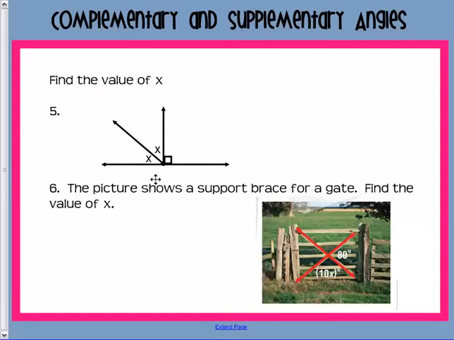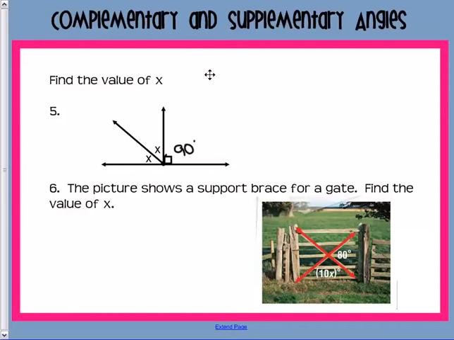Find the value of x here, and the picture shows a support brace for a gate. Find the value of x. Okay, so what we see here is a supplementary line. This is a 90-degree angle, and these are both x's. So what do we know about these two then? If this is a 90-degree angle, these are complementary, or you can think of them as all together being supplementary.